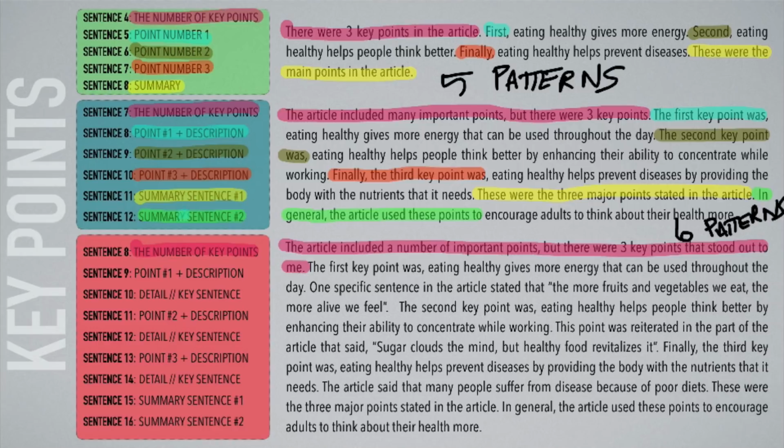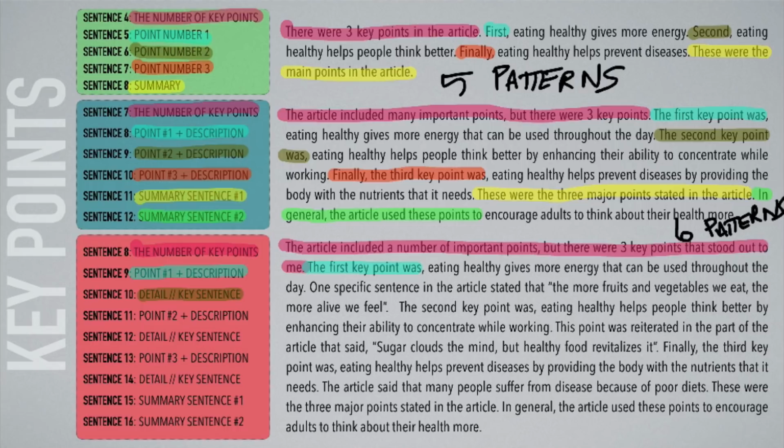It says, point number 1 plus description. Okay, it says, the first key point was eating healthy gives more energy that can be used throughout the day. Now, again, this pattern is the same as the intermediate level. Okay, so let's just keep going. The next sentence is detail or key sentence. Okay, detail or key sentence.